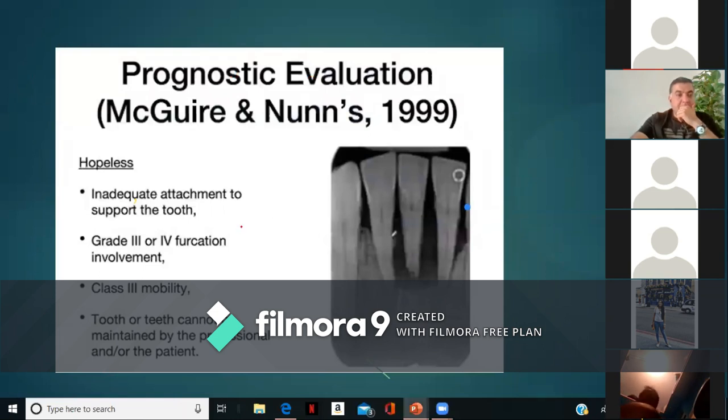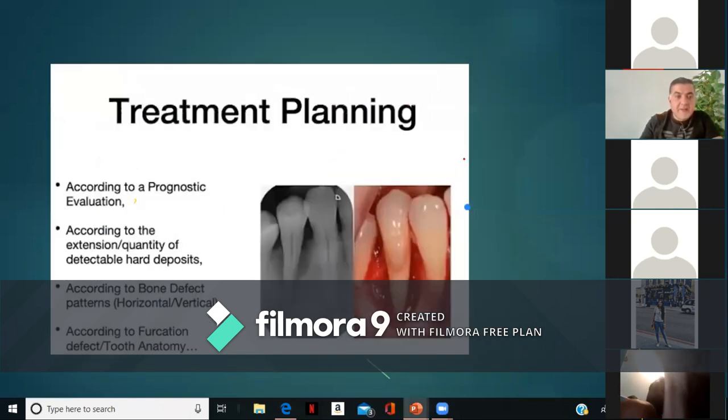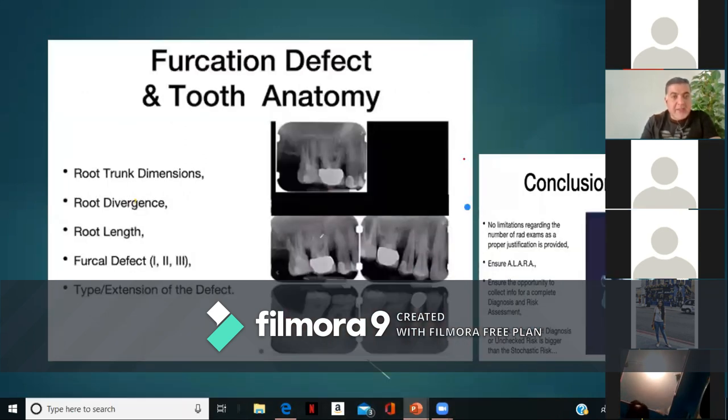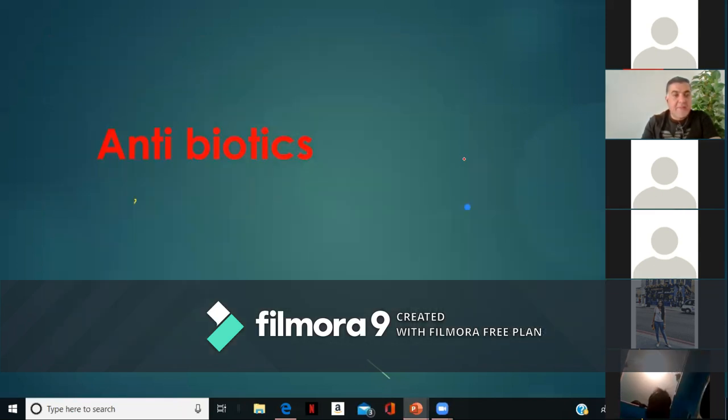This is a hopeless tooth. Inadequate attachment. This definitely needs extraction. This is where the specialist might suggest treatment, bone augmentation. They will assess the bone defect, two-sided, three-sided. This is how they will assess if it is fit for regeneration or not. And again, referral for furcation defects or if there is any other problem. Antibiotics.